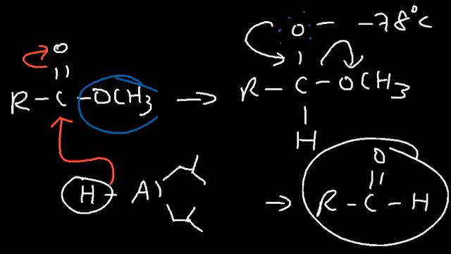So if you see any reagent where aluminum only has one hydrogen, the ester and the acid chloride is going to be reduced to the aldehyde level, and it's going to stop there. So that is it for this video.